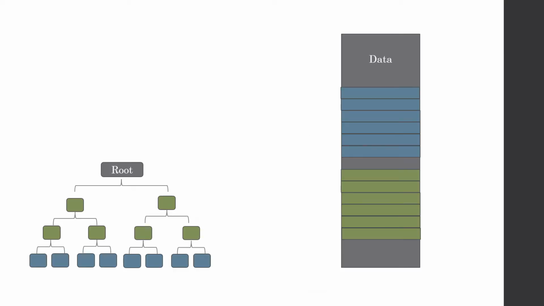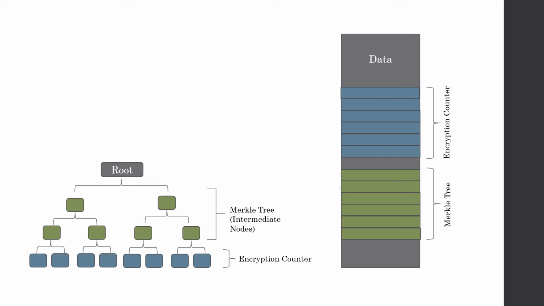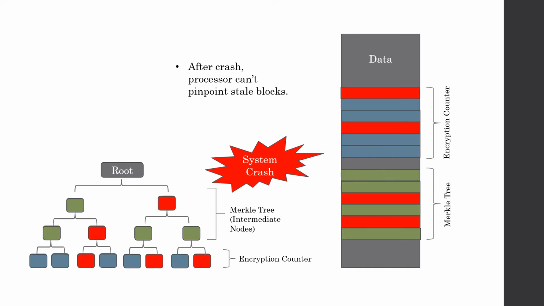Now let's look at how the recovery process might look. Here we have our encryption counters and also the Merkle tree nodes stored inside the non-volatile memory. If a system crash happens, we're going to lose all of the modified values from the cache and have some stale values in the non-volatile memory.